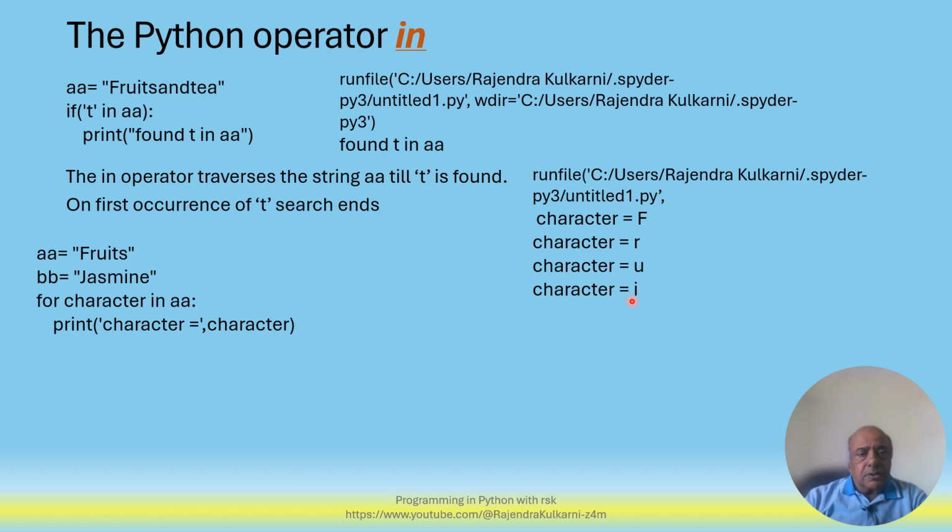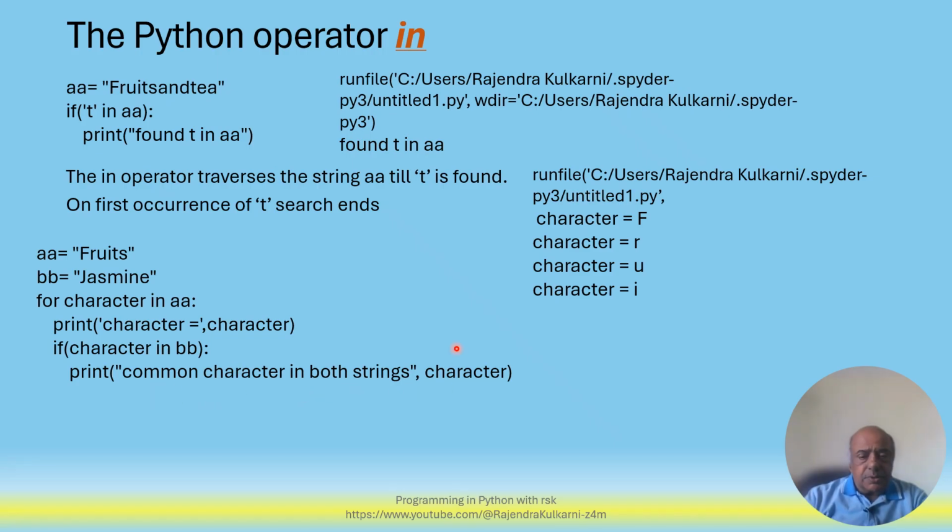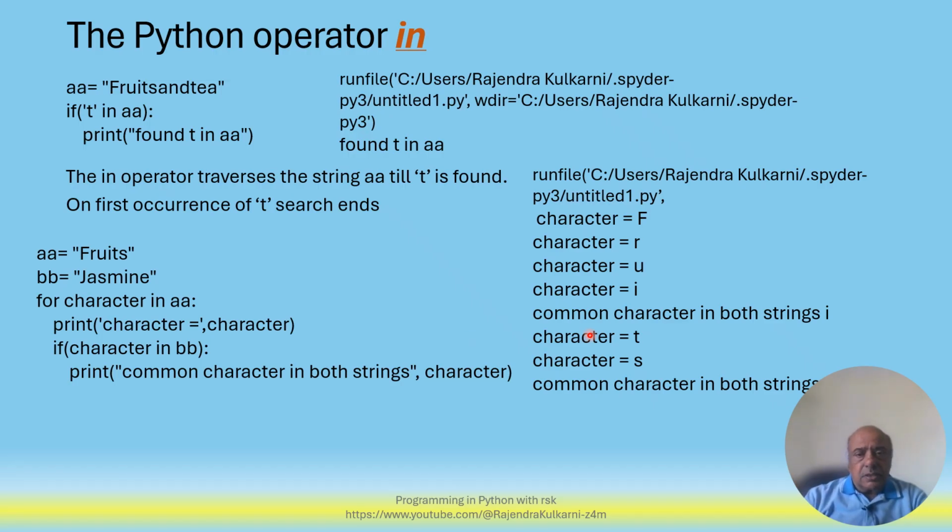FRUITS. This will be the output of this "character is equal to character" statement. This is a for loop. At the same time, if that character is also in BB, then "common character in both strings" and that character will be displayed. So we get common character in both strings I, then character T, character S, and common character in both strings S.